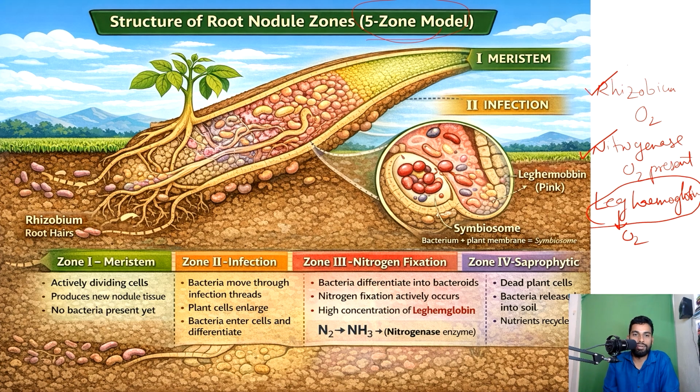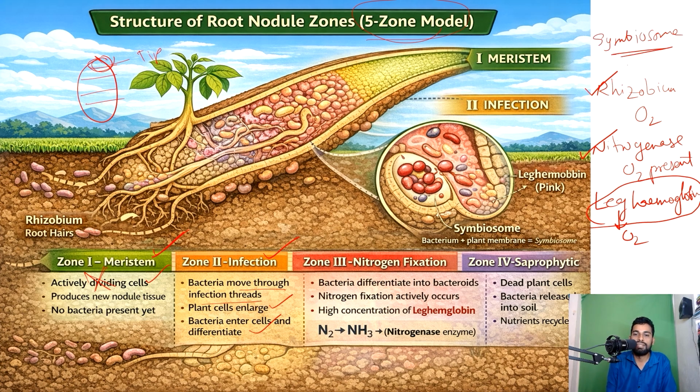Let's come to the point. In this root nodule, there are 5 zones. Let us discuss them. The first one is the meristematic zone. It is present at the tip of the nodule, so it is at the end part. Here there are no bacteria, but there are actively dividing plant cells. It is responsible for nodule growth. The second one is the infection zone. So bacteria are present here. Bacteria move through infection threads. Plant cells enlarge also, and bacteria enter the cells and start differentiating. So here Rhizobium is enclosed within the root nodule cells. So we call it a symbiosome.